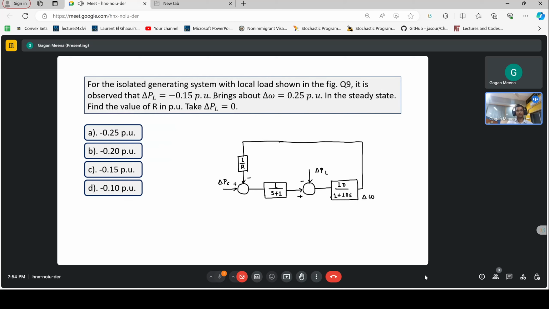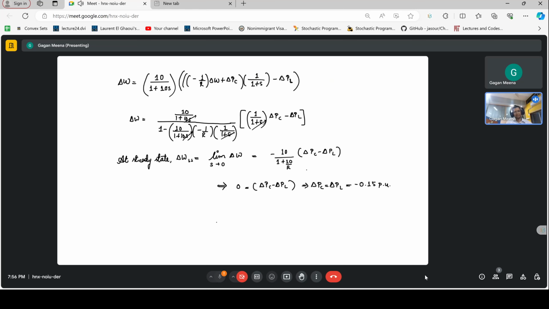So last question for today, then we'll wind up. The last question is, consider a 50 Hz 2 area power system connected via tie line. So this is a 2 area system.